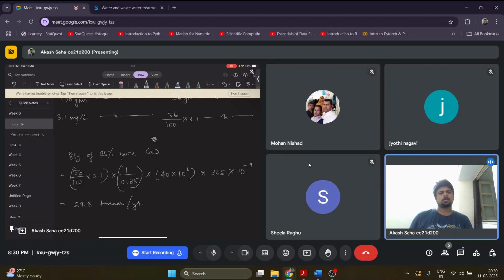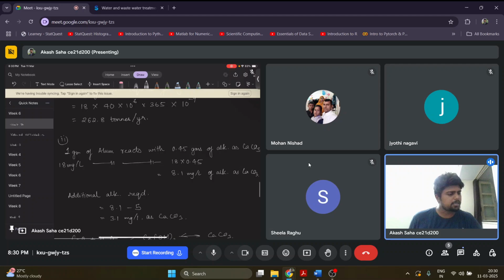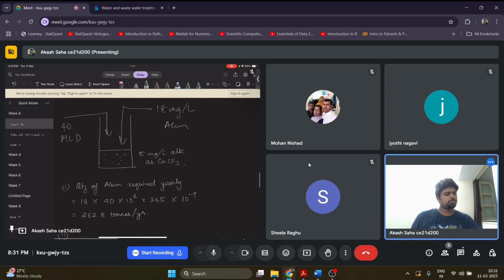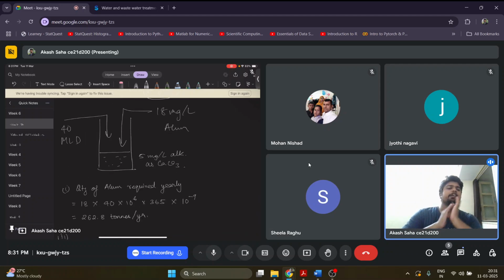So that's how you have to solve it. Is there any problem in understanding this question? I will go through it once again. So first, these parameters are given: 40 MLD is the discharge, the alum concentration is also given, and some part of alkalinity is also there. So first, how much alum is required? That is nothing but the concentration into the discharge into the number of days, and then convert it to tons.